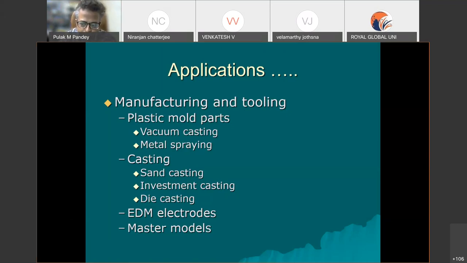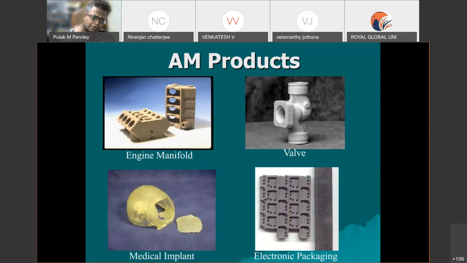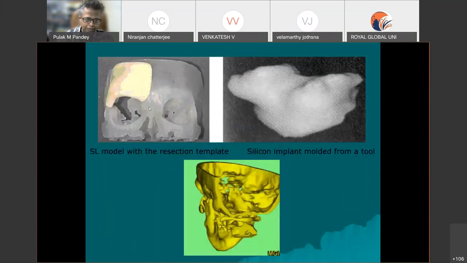So how to machine that geometry, you need a copper EDM electrode, which can actually be produced directly or indirectly using this 3D printing technology. Okay, just have a look, this is just for glancing, at these various medical implants which have been fabricated by additive manufacturing. This is a resection template which has been manufactured by additive manufacturing.